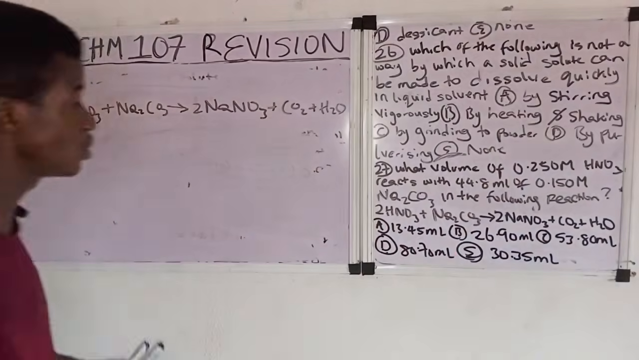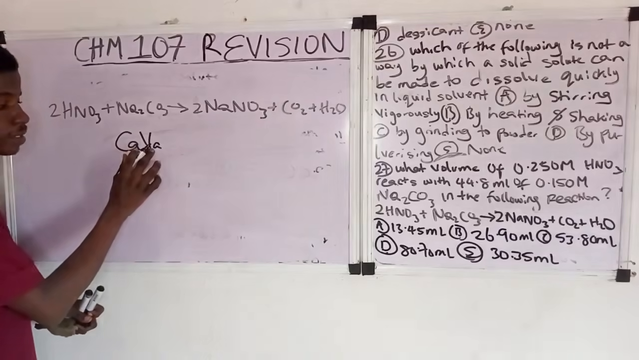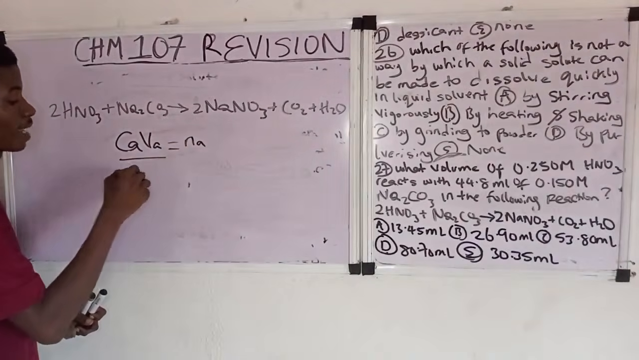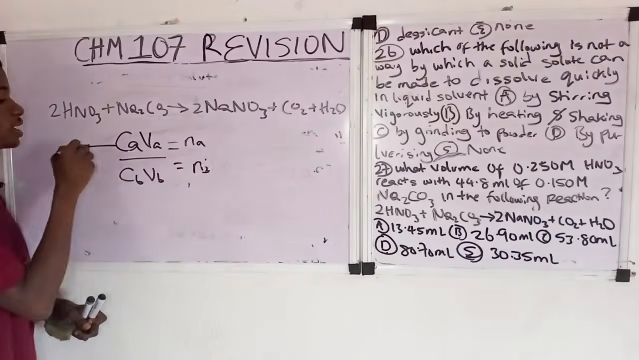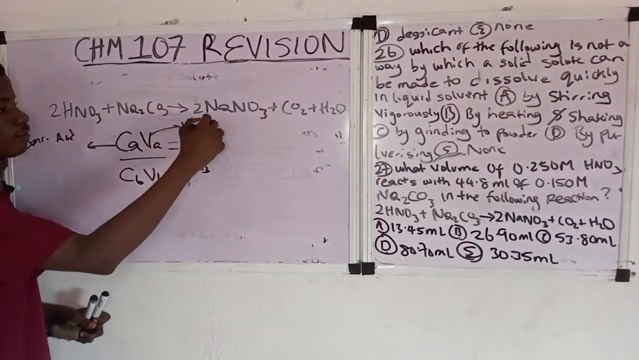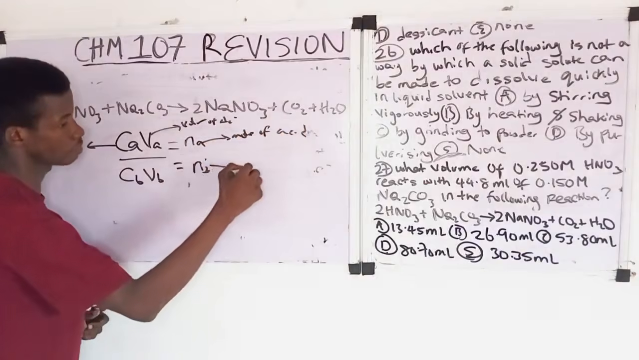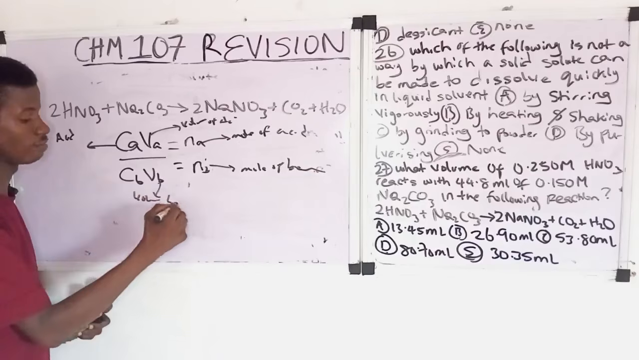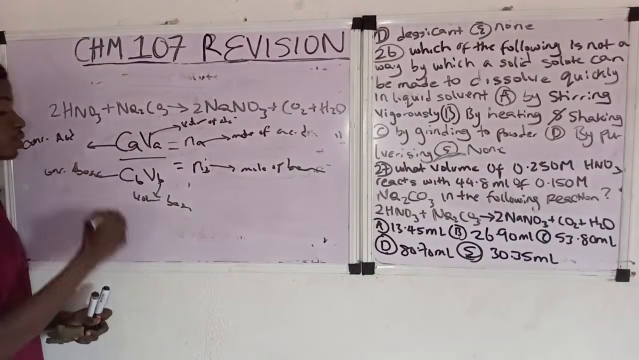Something like this, we use CaVa over na equals CbVb over nb. Ca is the concentration of the acid, Va is the volume of the acid, na is the mole of acid, nb is the mole of base, Vb is the volume of base, while Cb is the concentration or molarity of the base. So it's very easy.